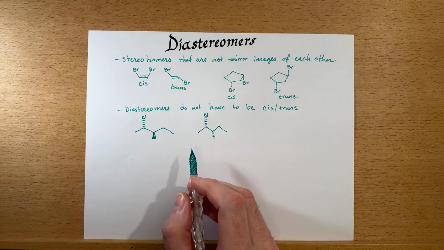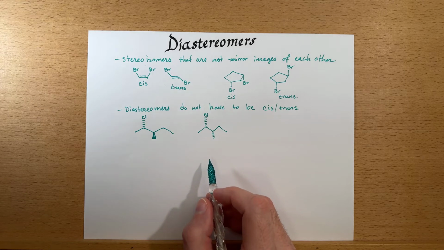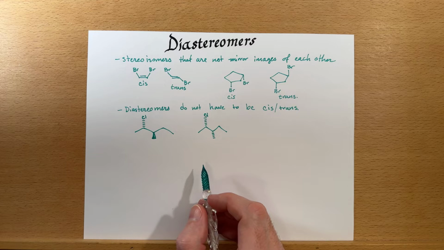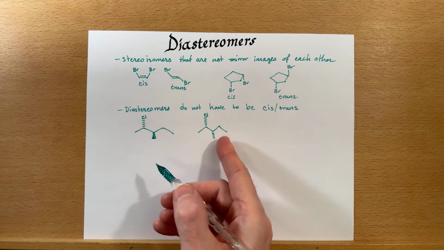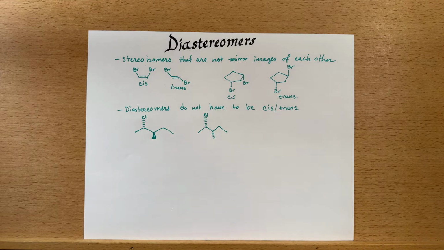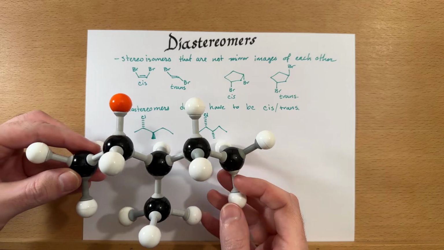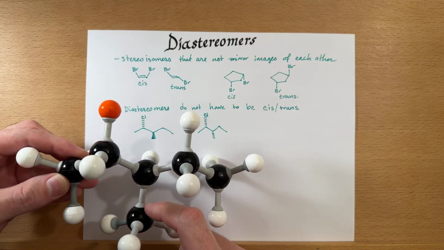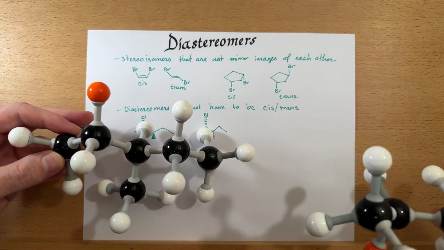At first glance, you may think that these are enantiomers because these molecules are chiral. And they are chiral, but they are not mirror images of each other. Therefore, since they are stereoisomers and they are not mirror images of each other, these two are diastereomers. And I can show that a little bit clearer with some models here. So here's a model of this molecule right there. And you can see how I've got the methyl group coming out towards us and I have the chlorine going back away from us.